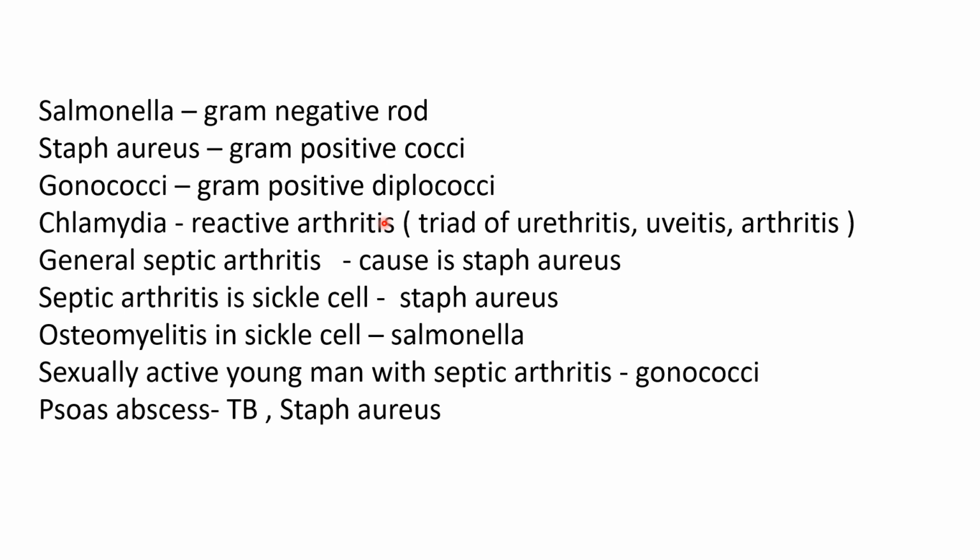Gonococci are gram-negative diplococci. Chlamydia is responsible for reactive arthritis. So generally, the common cause of septic arthritis is Staph aureus. Septic arthritis in sickle cell is also Staph aureus. Osteomyelitis in sickle cell is only Salmonella. In a sexually active young man or woman with septic arthritis, it is gonococci. What causes psoas abscess? Obviously, it is TB, but Staph aureus can also result.